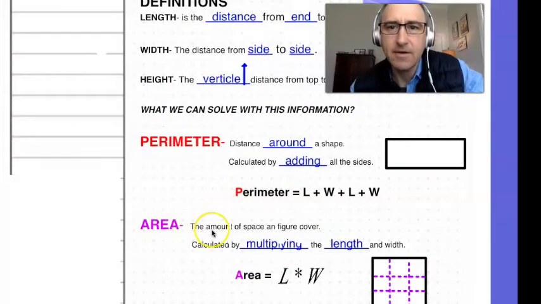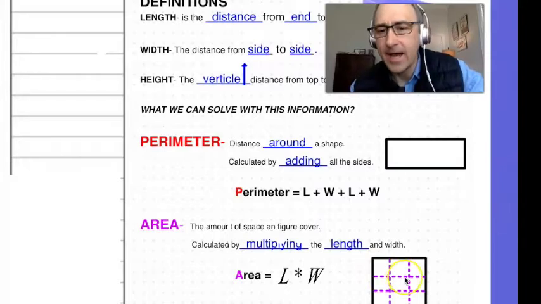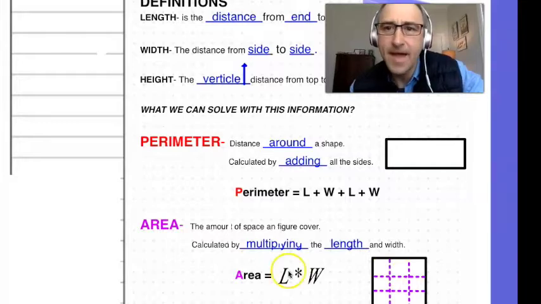Area is different. Area is the amount of space it takes to cover something, whether that is a blanket over the couch or tile on a floor, or how much paint you use to paint your bedroom. That you get by multiplying length times width. Today we might need to break up shapes in a couple of different ways here.